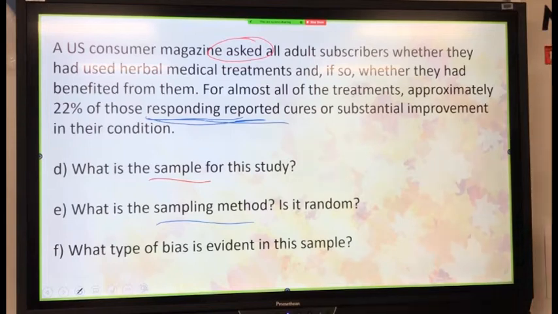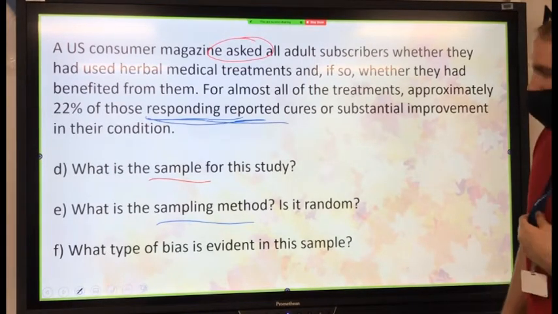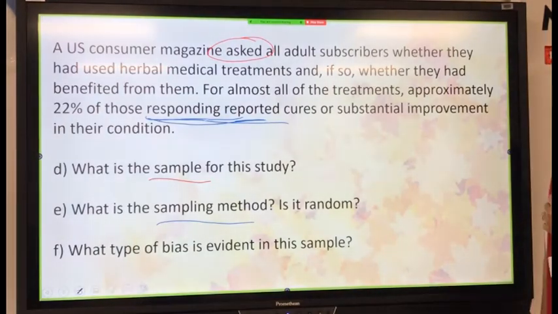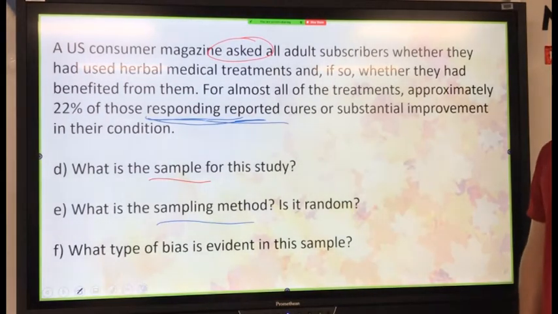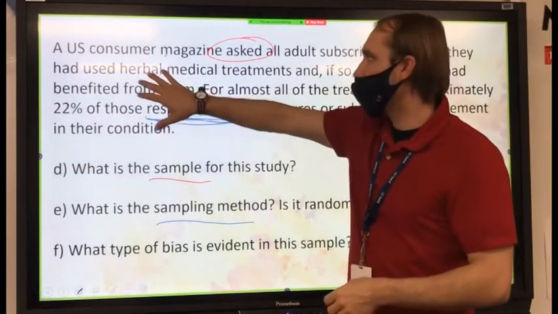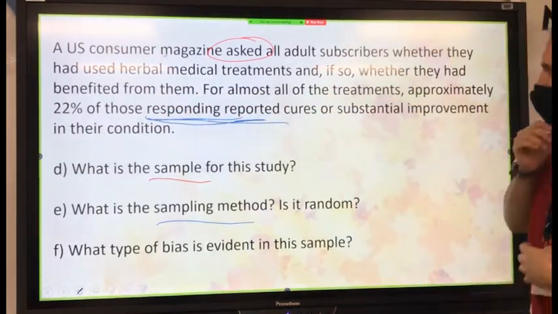And now, what type of bias do you see in this sample? Okay, non-response, so we have kind of like an undercoverage going on. What about the people who aren't subscribers? What else?